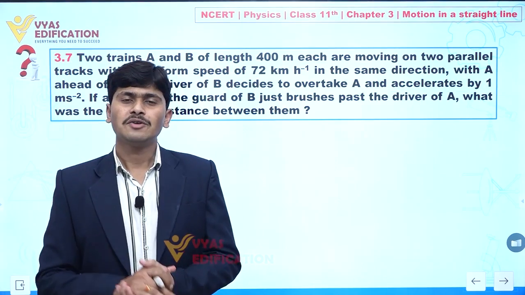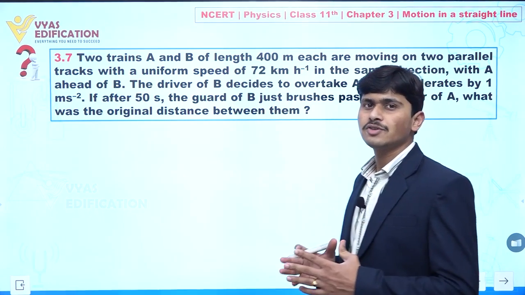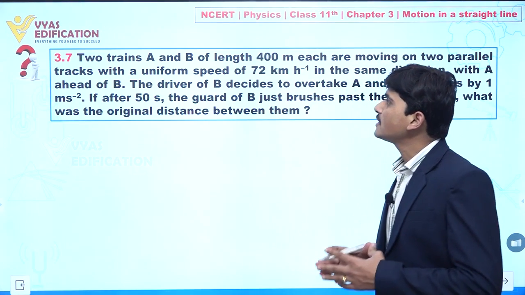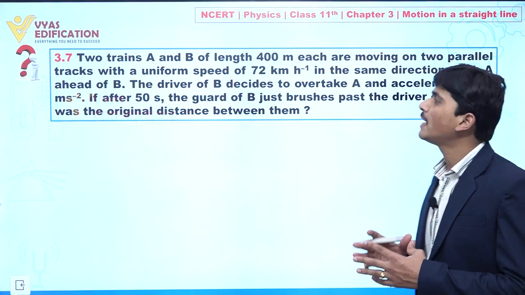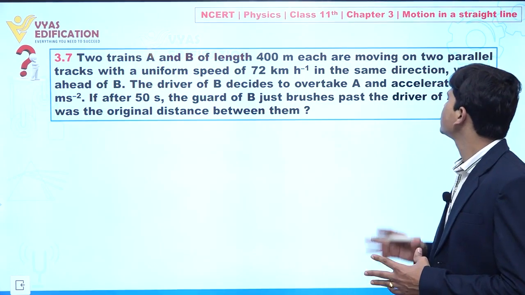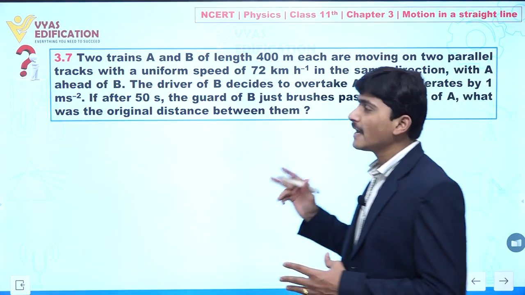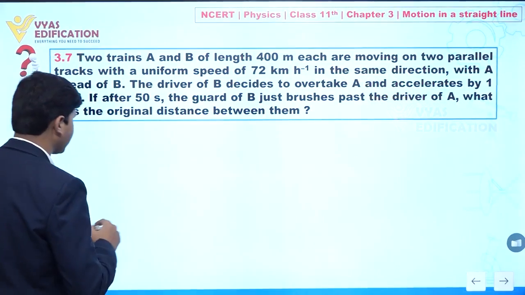Now students, we are going to solve question number 3.7, and in this question it is given that two trains A and B of length 400 meter each are moving on two parallel tracks with a uniform speed of 72 km per hour in the same direction, with A ahead of B. So the condition is given to you like this.